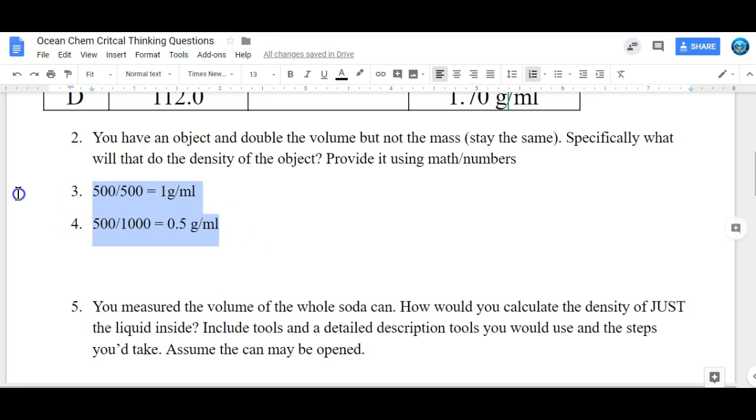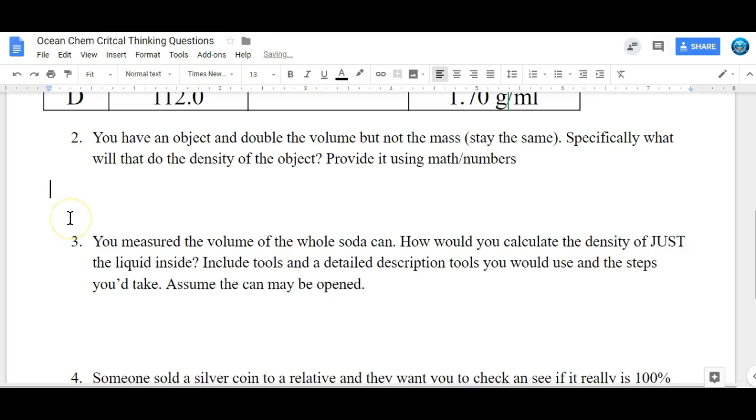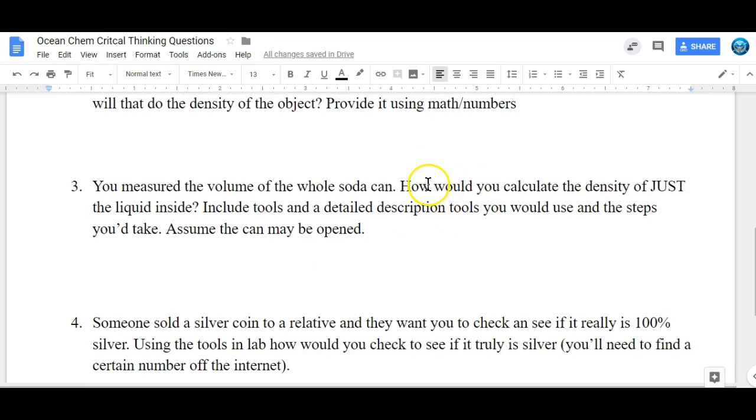Specifically to the density, what happens? Does it quadruple? Does it get cut in half? Does it multiply itself by 10? Be specific. All right, you measured the volume of a whole soda can. You want to calculate the density of just the liquid inside. How would you do it?